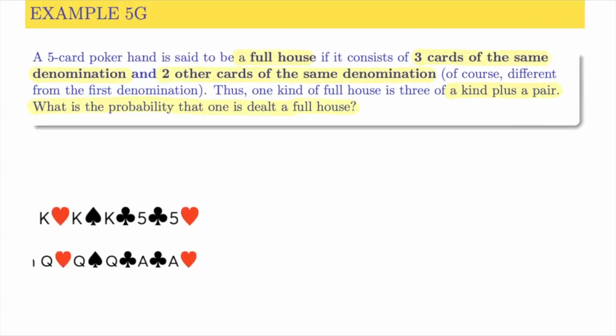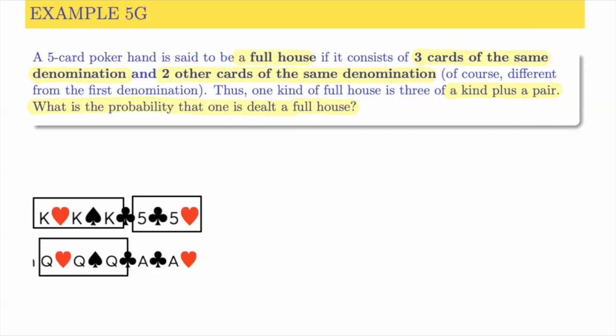What is the probability that one is dealt a full house? That means you have taken 5 cards, and you need to tell whether it is a full house. So here I have included 2 examples of a full house. You can check the first 3 cards are kings, having the same denomination, and the other 2 are going to be 5s. And similarly, the first 3 cards may belong to queens and the other 2 may belong to aces. This is the situation.